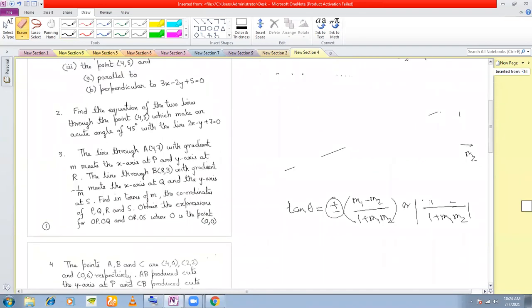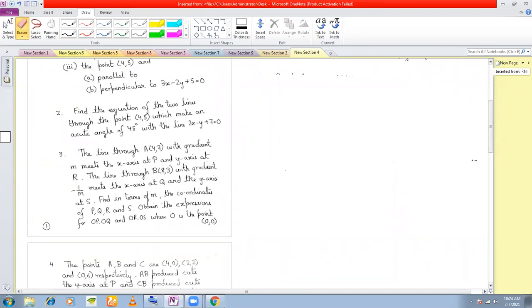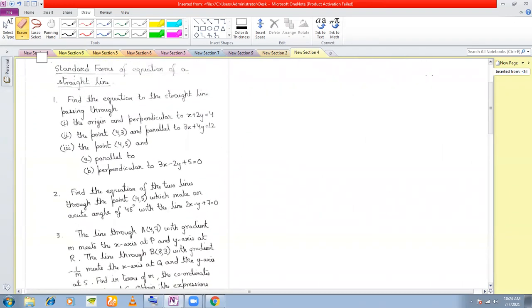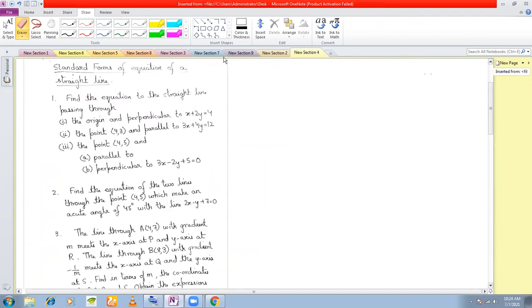Next, moving on to the problems from this. Find the equation of the straight line passing through the origin and perpendicular to this line. So you need to find the equation of the straight line which passes through the origin and is perpendicular to this line. Let's first find the slope of this line. The given line is x plus 2y is equal to 4.